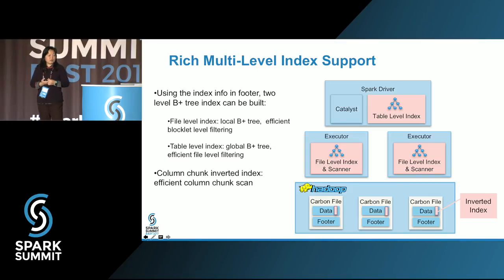Beyond B-tree index, we also support a column chunk level inverted index, where the data are sorted within a column chunk. This is generally applied to very low cardinality columns so that we can achieve a better compression ratio, as well as do a quick binary search on the column chunk data when we are applying a filter expression.